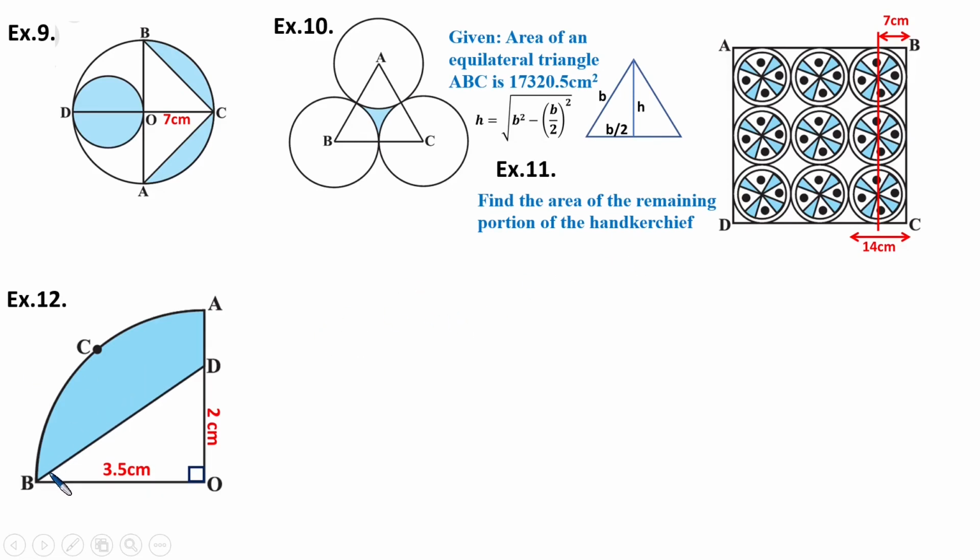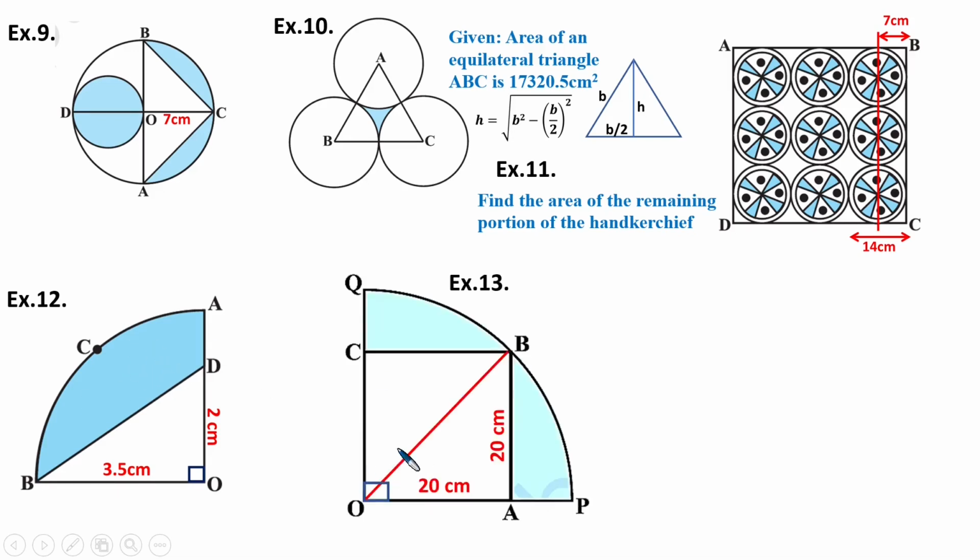Here you have been given this quadrant, and it is also told this is 90 degrees. So you know the area of the sector, and you know half base into height is the area of a triangle. So the area of this sector or this quadrant minus this triangle will give you the area of the shaded region. So here also it is very simple.